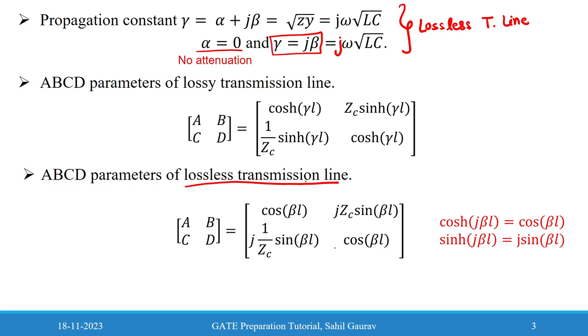So on putting this value, you will get this expression. So this is also very, very important. Cosh jβl will be cos βl, and sinh jβl, here this j will come out in sin, so j sin βl, while this j will be eliminated in the cosh term, the hyperbolic cosh term. So you will write these ABCD parameters for a lossless transmission line.